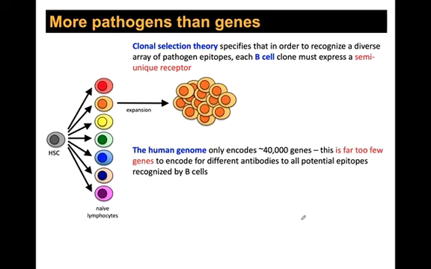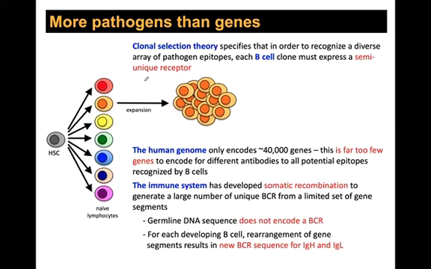Now the problem with that is there are trillions of potential different things that could be trying to infect you. You only have between 20 and 40,000 genes, depending on whose estimate you take into account. So you can't have one gene for every different pathogen, right? That would be far too few to actually encode the number of different antibodies to all of the potential epitopes recognized by B cells for all the different pathogens in your environment. And in fact, it may not even be enough for just a select few.